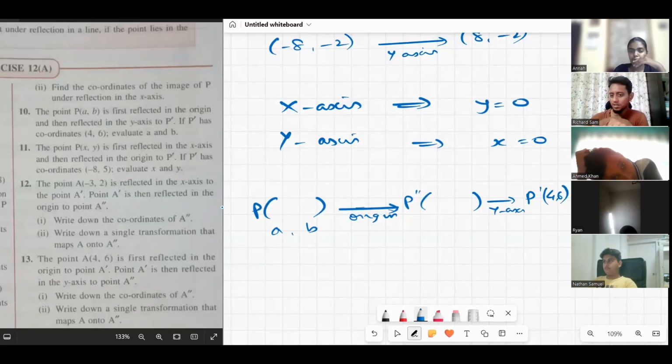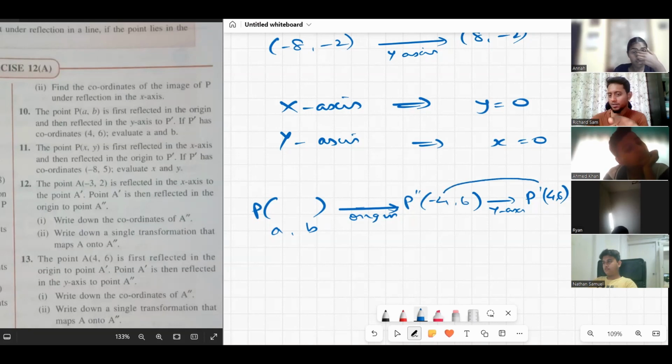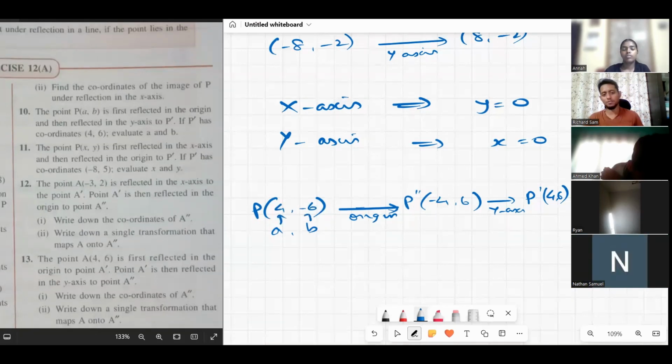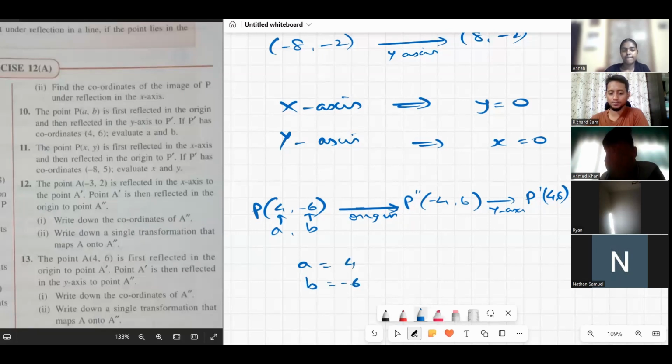So first, on reflection on the y-axis, what is 4, 6? Minus 4, 6. Correct. We'll look at it forward now. So minus 4, 6 became 4, 6. Now backwards. So 4, what is minus 4, minus 6? Because you're reflecting on the origin. So this is A and B. A is 4 and B is minus 6. That's your answer.